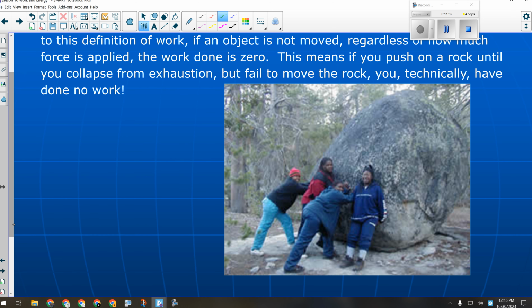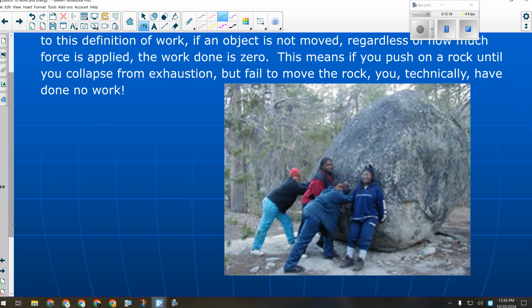These ladies here, they're pushing on that rock. Are they doing any work? No, the rock's not moving, so its energy isn't changing. Work's a change in energy. That's the whole purpose of that picture: work is a change in energy. No matter how hard you push, if the object doesn't move, you don't do any work on that object. Everyone all right with that?